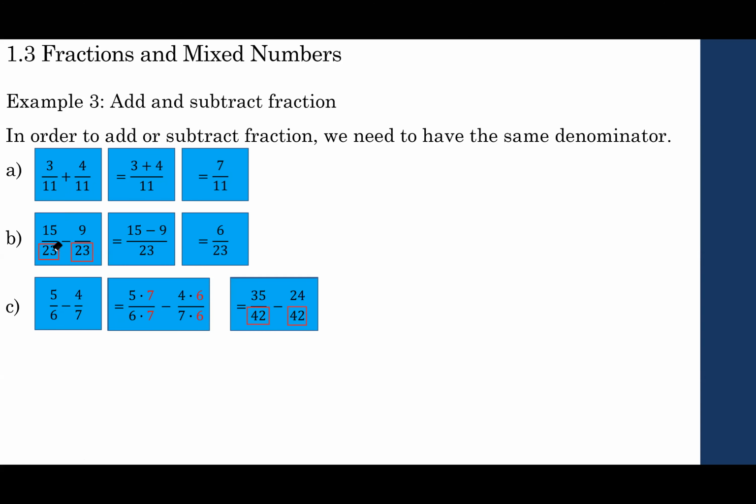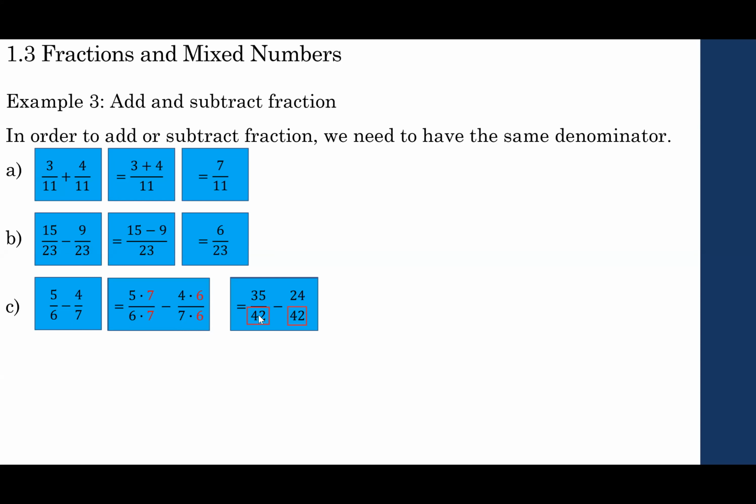Everybody see that? So again, how did I change from 6 to 42? I multiply by 7. So if I multiply by 7 on the bottom, I have to multiply 7 on top, which is 5 times 7 to give me 35. How did I change from 7 to 42? I multiply by 6, which is 4 times 6 to give me 24.